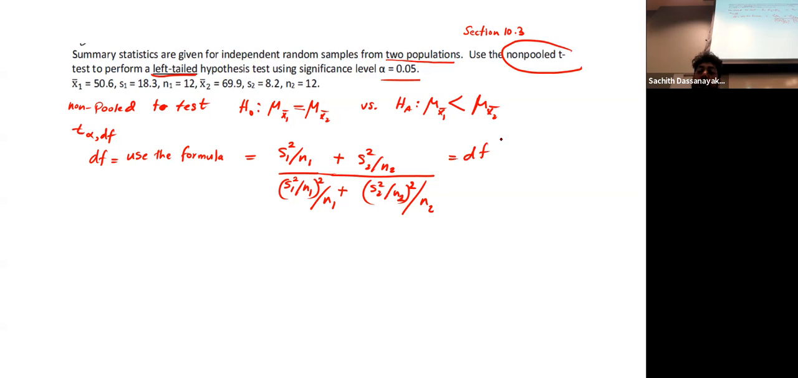Then go to the t table and find t alpha, where alpha is 0.05, with this degree of freedom to get the t value. That value is definitely a negative value. Why? Because it is less than, so this should be a negative t value. Now you can calculate the test statistic.